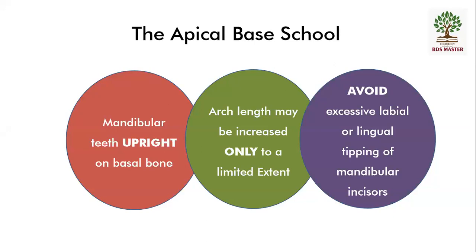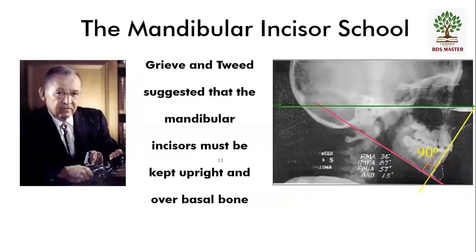So who gave the occlusion school? Kingsley. Who gave the apical base school? The three authors? Lundstrom, Macaulay, and Nance. All right. Perfecto. Then we have the mandibular incisor school.